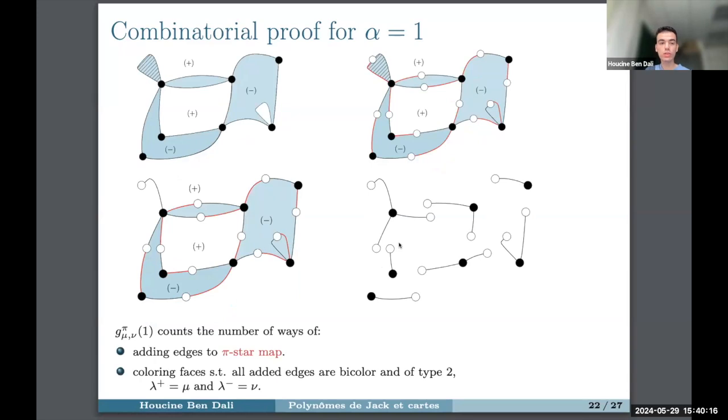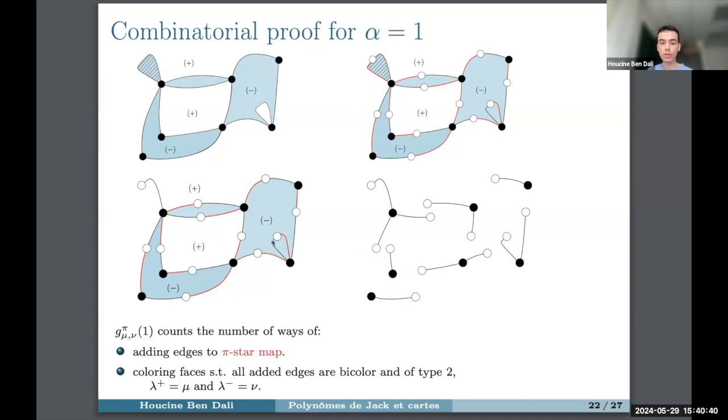So now what we know is that in these two steps we have bijections. So we know that the coefficient G indexed by pi, mu, and nu for alpha equals 1 counts exactly these hypermaps, hypermaps with marked faces and which has profile pi, mu, and nu. So we have a bijection. We know that they also count these maps.